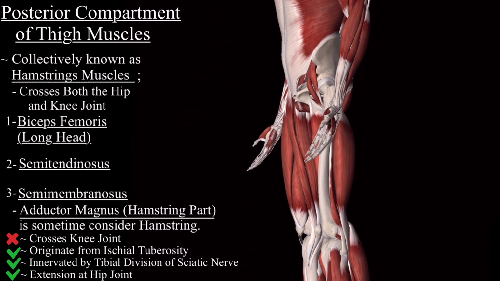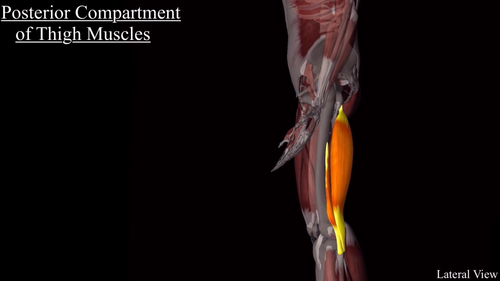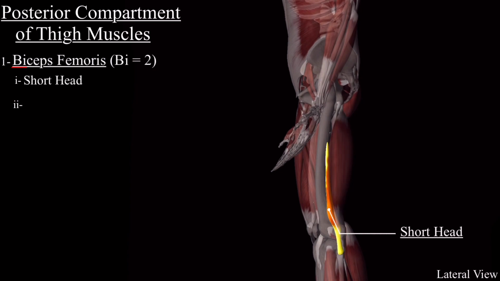Also note that the short head of biceps femoris muscle is not included in hamstring because neither does it cross the hip joint nor is it innervated by the tibial division of the sciatic nerve. Biceps femoris muscle has two heads, as the name indicates, bi, which means two. It includes the short head and the long head.